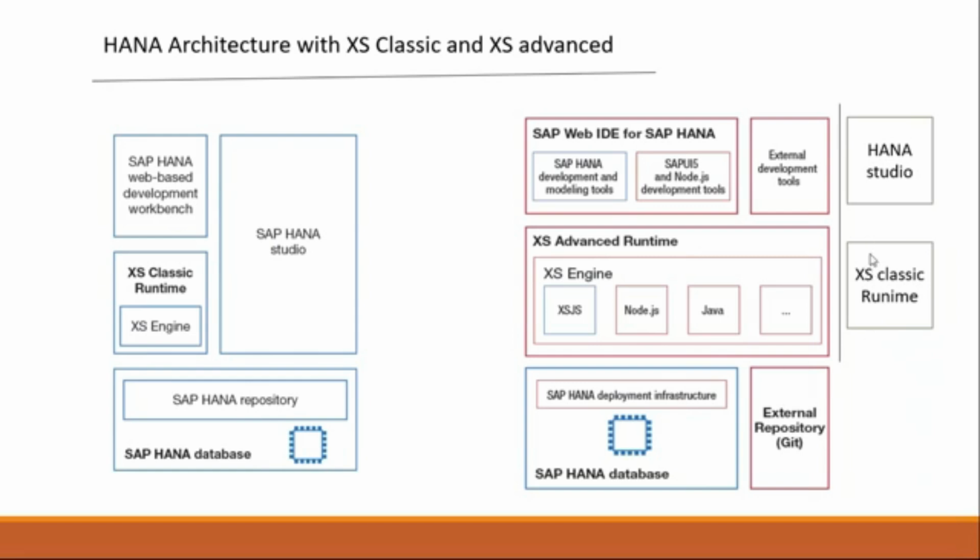The reasons for migration I already explained. They're going to remove XS Classic at some point in time with the next major release. So it could be HANA 3 or 2.0 SP06, we never know. We're not going to discuss any best practices right now. I'll come to the next topic.